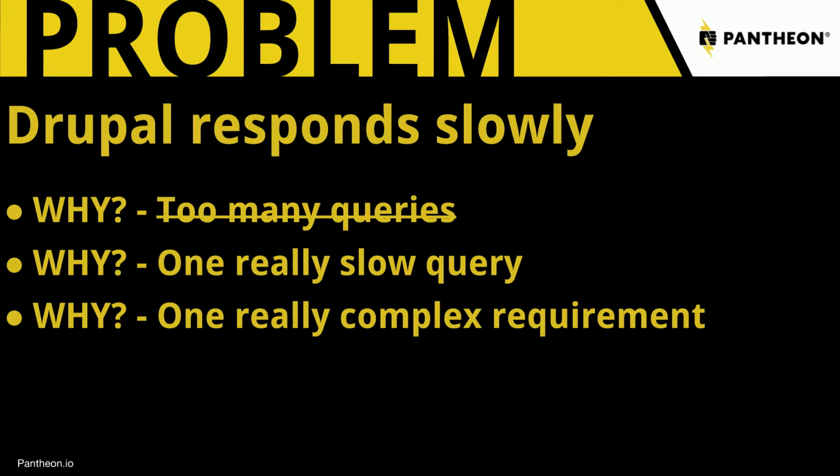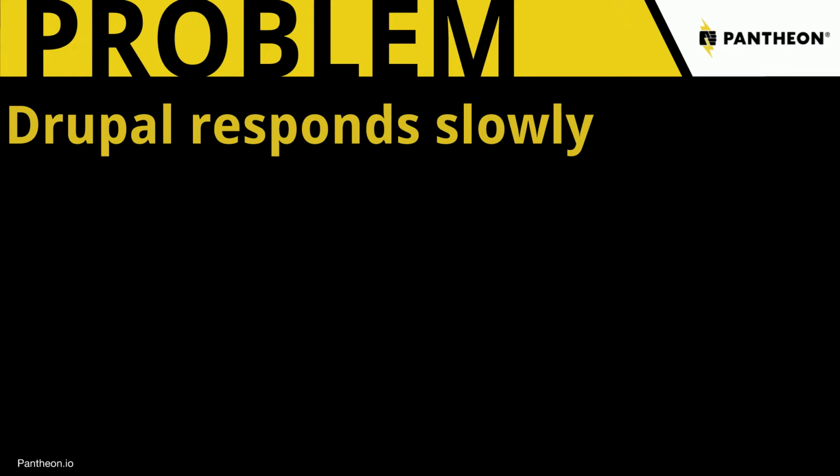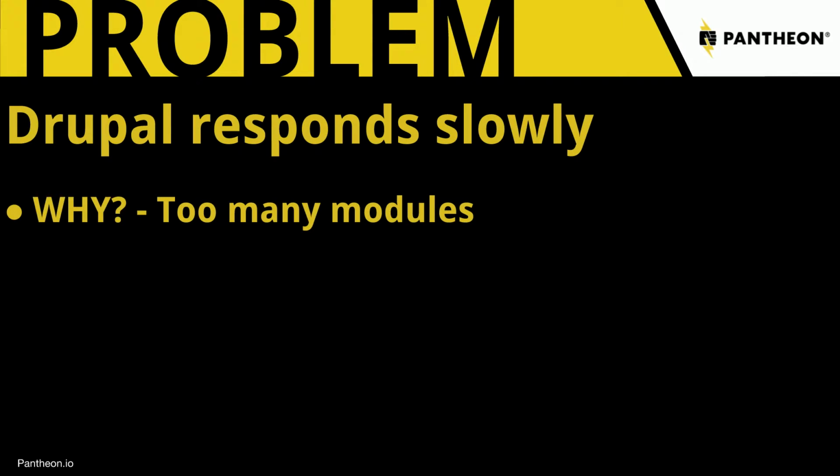But if related news means a combination of three different vocabularies, if you have to account for the author of the story, if you have to account for the day of the week, the more factors you take into account for what something means, you're going to be slower. One way or another, the more complexity you add conceptually, the more complexity you're adding technically, the slower something is going to run. So Drupal is still responding too slowly.